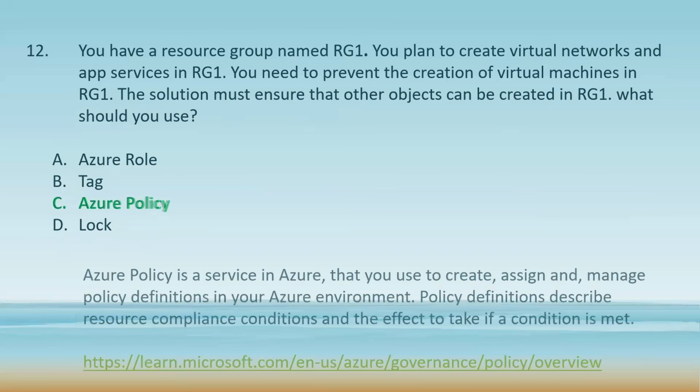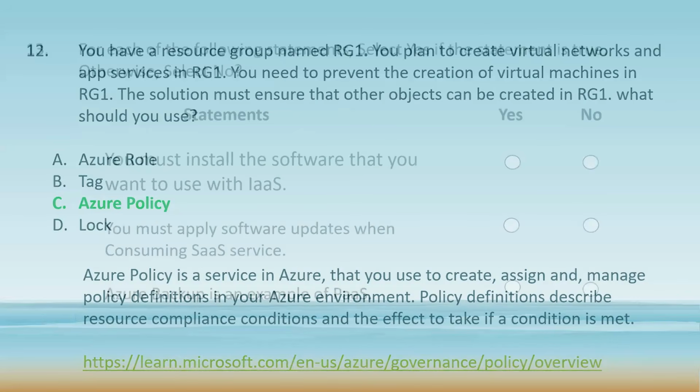So the correct answer is option C, Azure Policy. In this case, you will create an Azure Policy which restricts the creation of virtual machines, and the policy will be applied to resource group RG1 in this case.